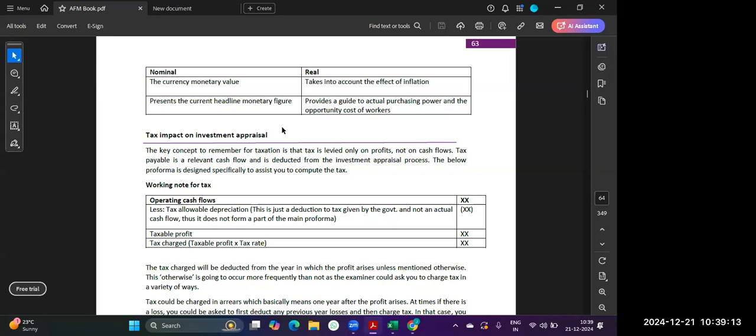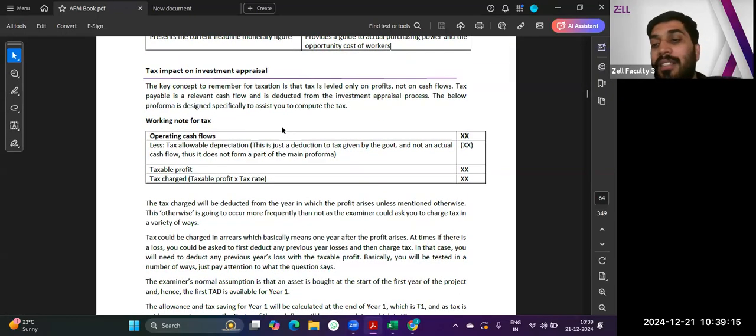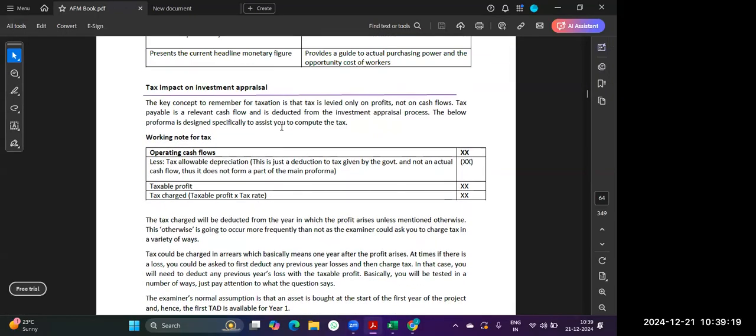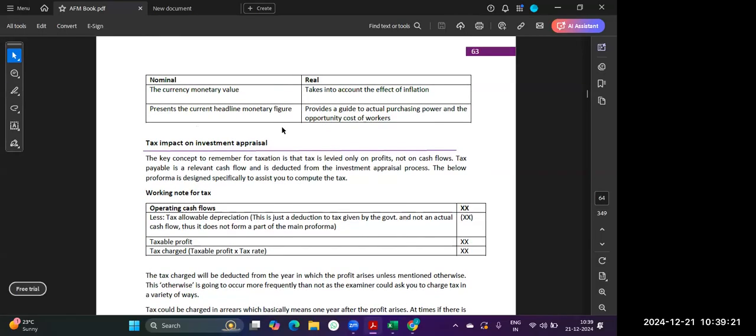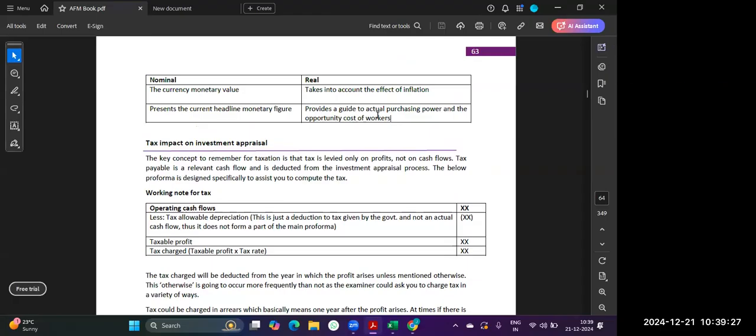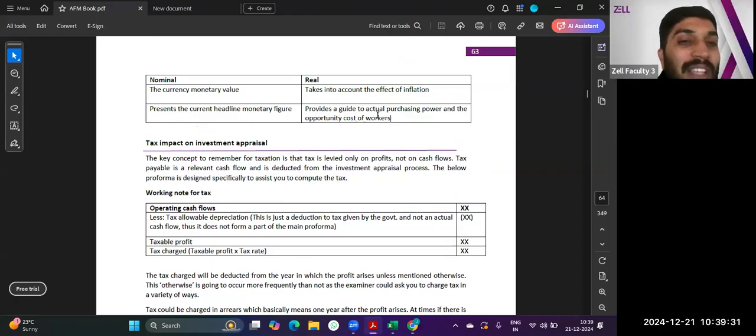Not understood. Everyone with me? Sir, I couldn't understand. Which part? The nominal and real. Can you be a little bit louder, Hariyan? Your voice is a little vague. Sir, can you explain the table? I couldn't understand.